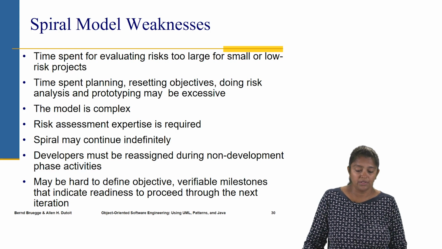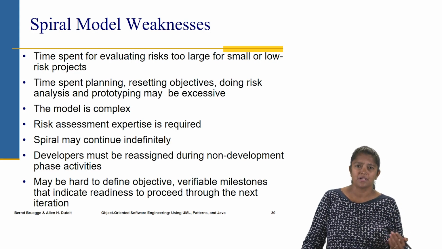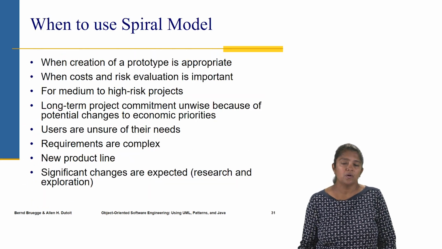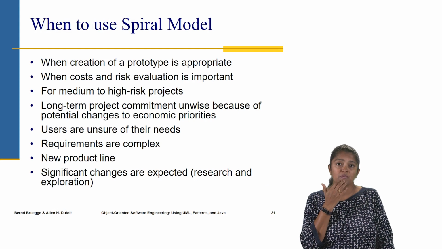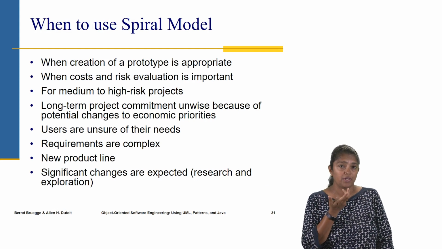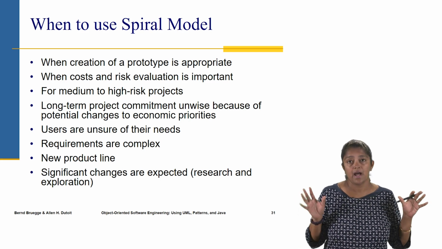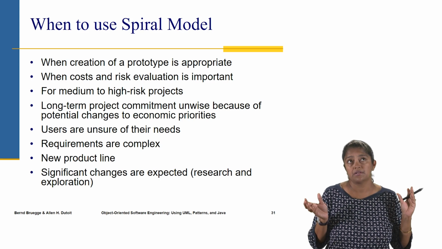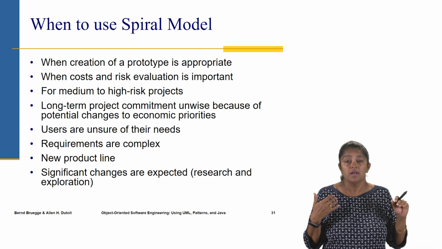And then it may be hard to define objectives and have verifiable milestones at the end of every spiral or every iteration. So sometimes that can be hard as well. So with all of these strengths as well as weaknesses of the spiral model, one has to pick this model very carefully, and it's a good fit when, like I said, it's a high-risk project and a research project, maybe.